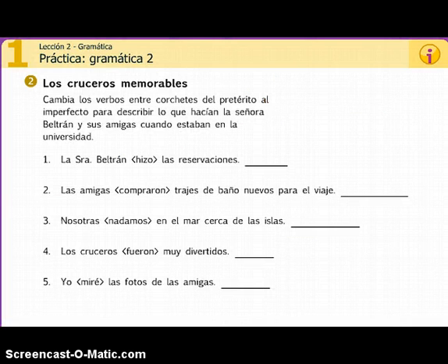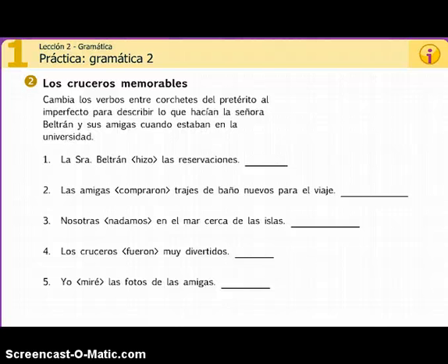Pues ahora vamos a practicar juntos. Vamos a empezar con esta actividad aquí, los cruceros memorables. Cambia, change, los verbos entre paréntesis del pretérito al imperfecto.